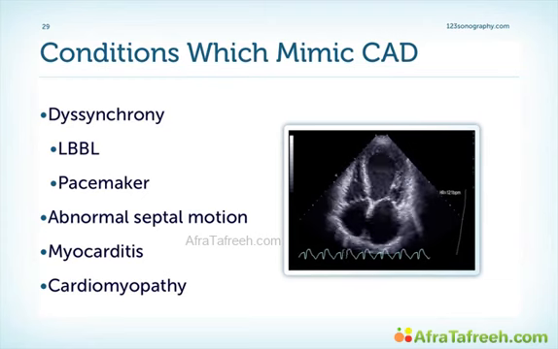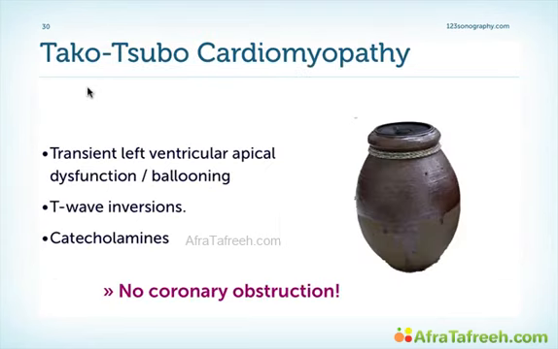Another cardiac disease entity which is associated with regional wall motion abnormalities is the so-called Takotsubo cardiomyopathy. Just for review, Takotsubo is defined as a transient left ventricular apical dysfunction associated with apical ballooning and T-wave inversions of the ECG. It is also called stress cardiomyopathy because it's associated with elevated catecholamines and, importantly, no coronary obstruction.